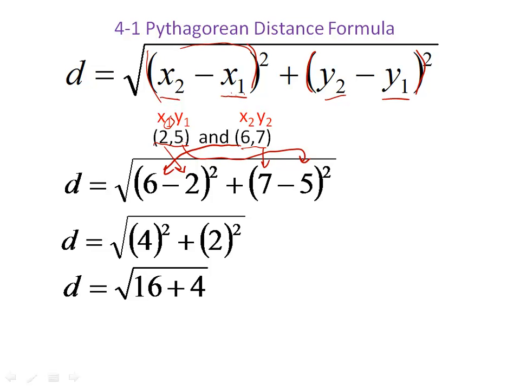Simplifying, 4 squared is 16, not 8. I've seen that on some papers. Very easy mistake to make. We just multiply it by 2? No, it's 4 times 4. 2 squared is 4. Alright? 16 plus 4 is 20.